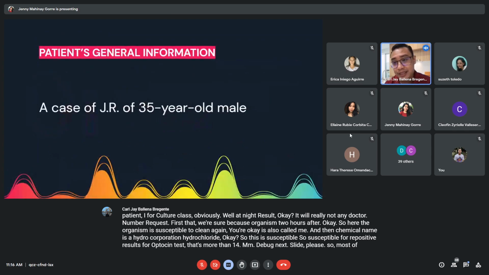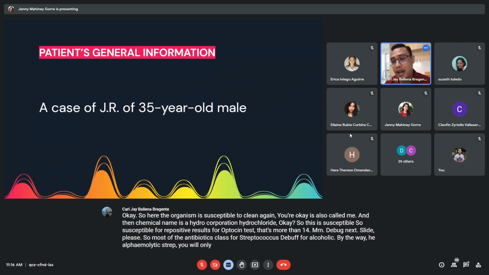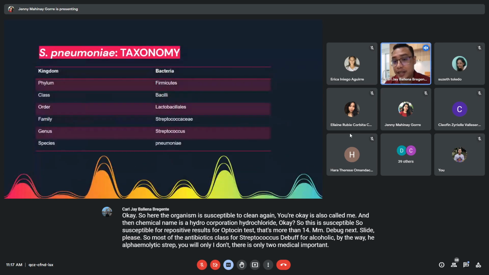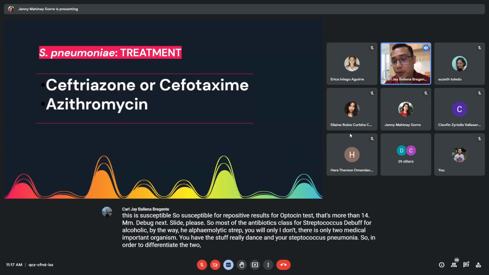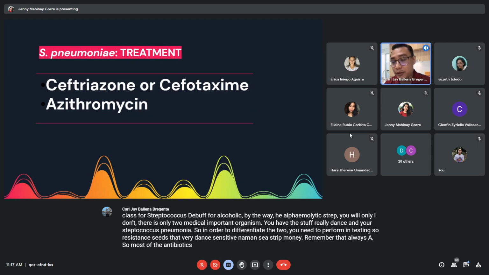So most of the antibiotics class for streptococcus, di ba? For alpha hemolytic strep, there are only two medically important na organism. You have the strep viridans and your Streptococcus pneumoniae. In order to differentiate the two, you need to perform optochin testing. So resistant si strep viridans, sensitive naman si strep pneumoniae. Remember that always. Okay? So most of the antibiotics, susceptible pa naman yung pneumococcus.